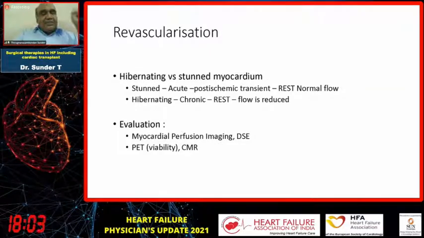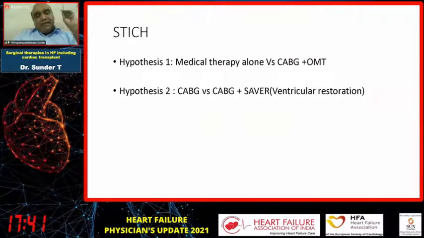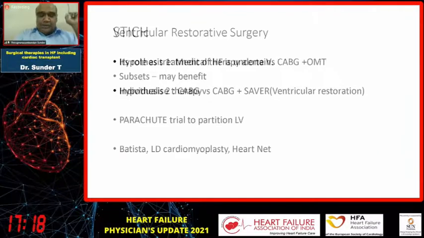There's a differentiation between hibernating and stunned myocardium, and we have techniques such as PET, MR, and dobutamine stress echo to differentiate the two. For revascularization with CABG, there are two big landmark trials, the STICH trial in 2011 and the extended STICH trial in 2016. Basically, what this means is if you compare medical therapy alone with CABG in patients with left ventricular dysfunction, in the long run, at 10 years, surgery performs better in terms of all-cause mortality and cardiovascular mortality. The second thing tested was CABG versus CABG with ventricular restoration. There was no difference between the two.